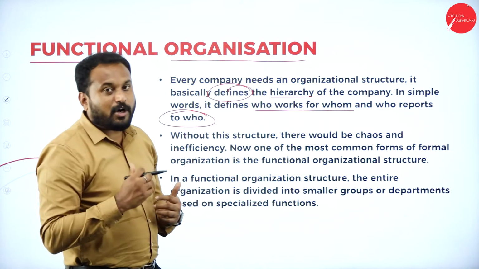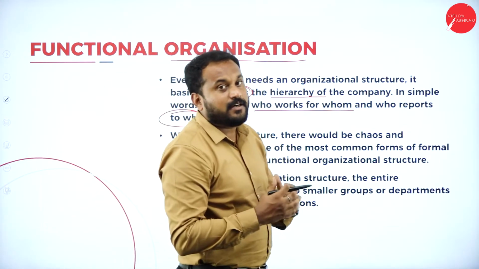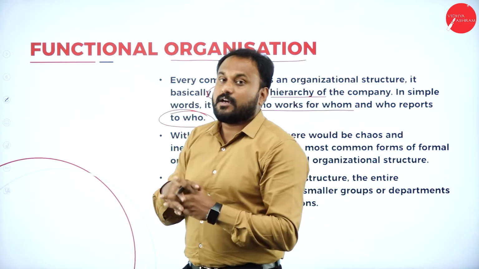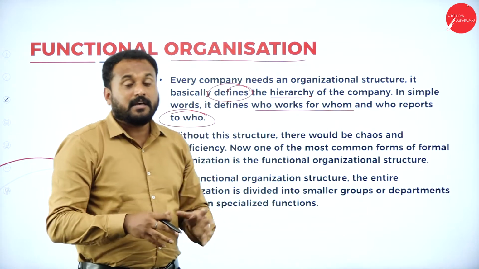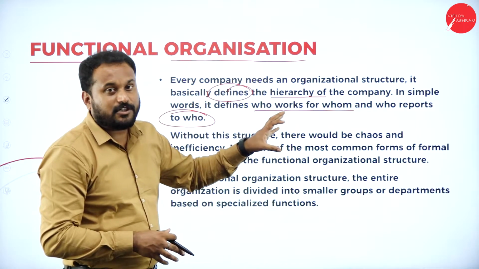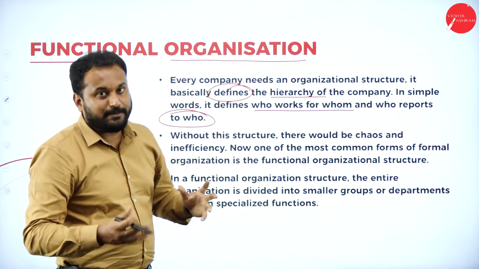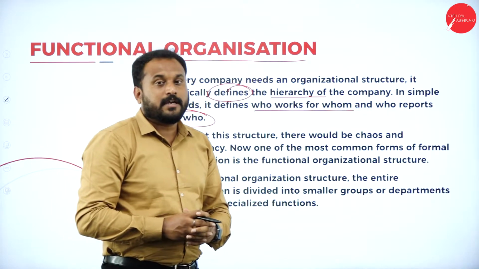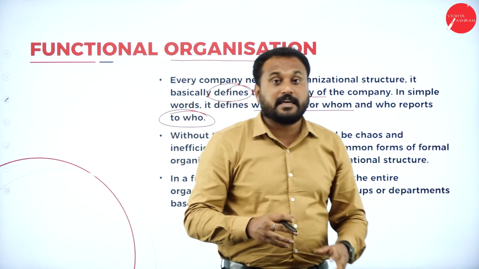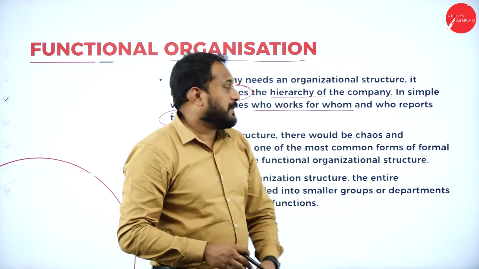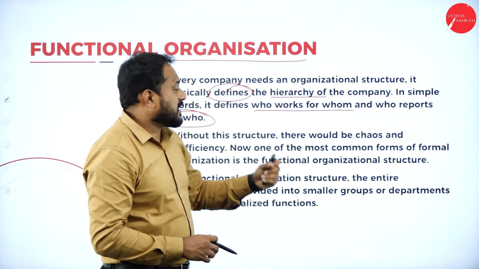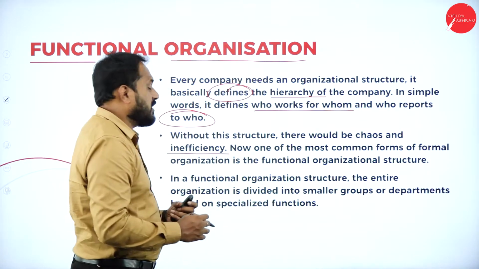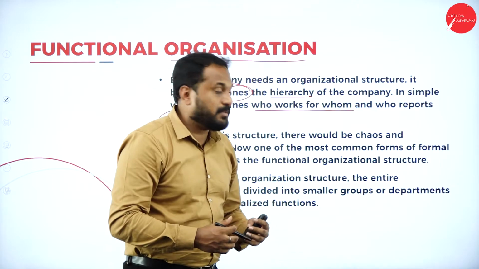That means the subordinate should report to the superior. The superior needs to get the things done from the subordinate. That is what the structure is all about. And here in the functional organization, you are supposed to know that there are two types of functional organization. One is according to the function they do, and one more is according to the powers they have in their hands. Now please understand this. Without this structure, there would be chaos and inefficiency will be more.